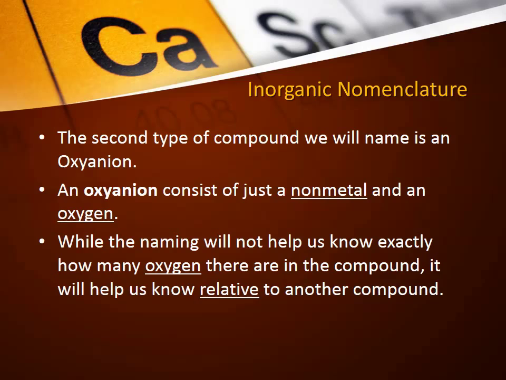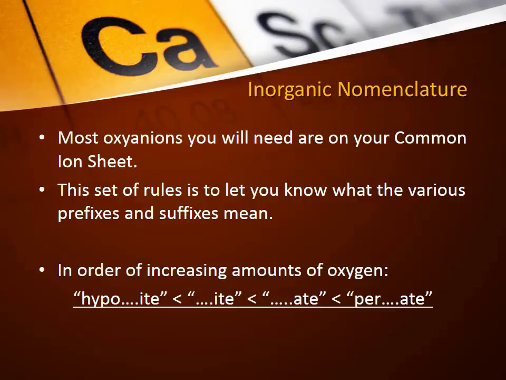The second type of compound we're going to name is an oxyanion. Now, oxyanions consist of just a nonmetal and an oxygen. And while the naming that we're about to learn will not actually help us know exactly how many oxygen there are in a compound, it will help us know relative to another compound. I'm mainly explaining what the actual suffixes mean. Most oxyanions you need are on your common ion sheet. This set of rules lets you know what the prefixes and suffixes mean.